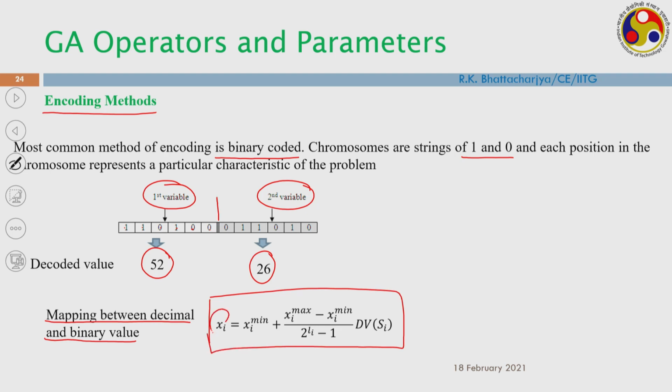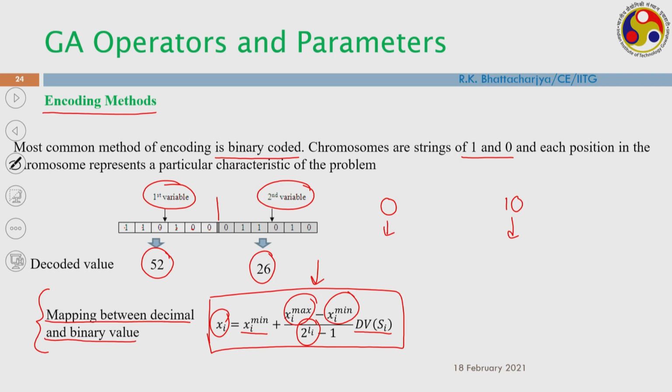What is this? x i is equal to x i min plus (x i max minus x i min) divided by 2 to the power L minus 1, into the decoded value, and this portion is known as precision. Depending upon the length of the string, if you increase the length of the string, your precision will increase. Suppose I would like this variable's lower bound to be 0 and upper bound to be 10. If you use all zeros, you will get the lower bound, and if you get all ones, you will get the upper bound with this mapping.